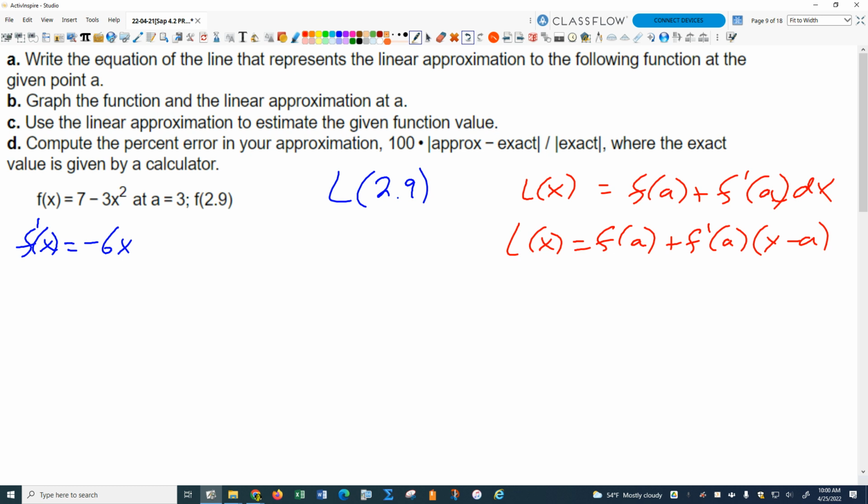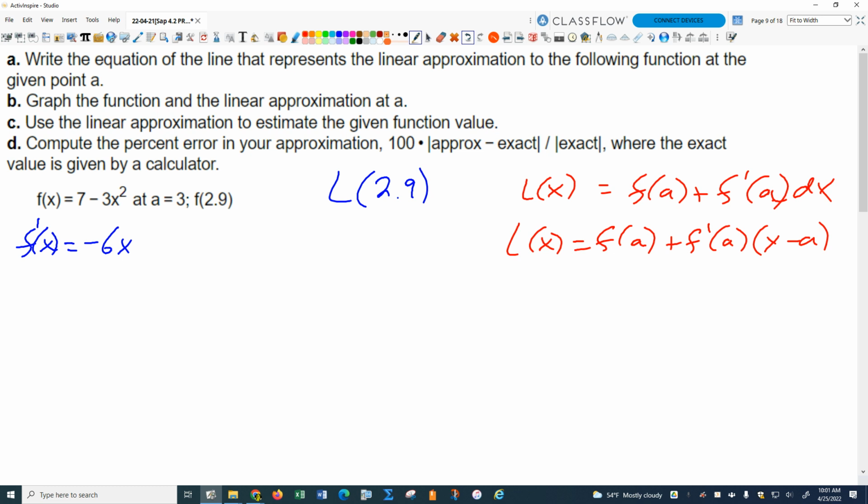So with this one here, we've got an f of x. f of x is 7 minus 3x squared, so some quadratic function. And we want to approximate the value of the function at 2.9. Well, then we want to pick a nearby convenient value, which would be 3, right? We want to plug an integer in, okay? So we differentiate. We did that last week, and we got negative 6x.